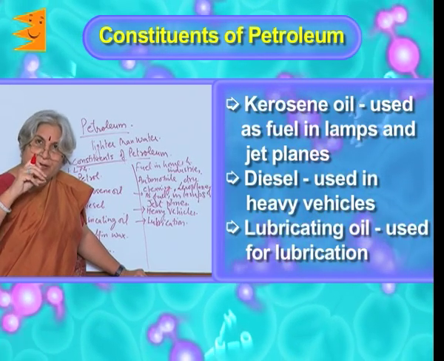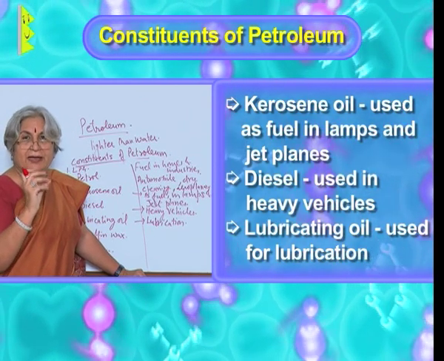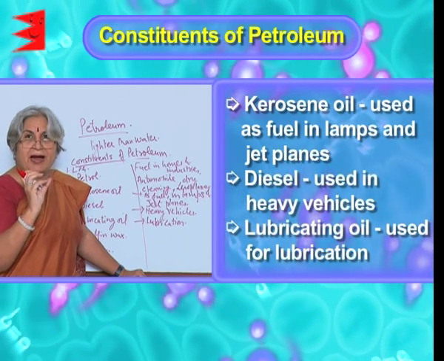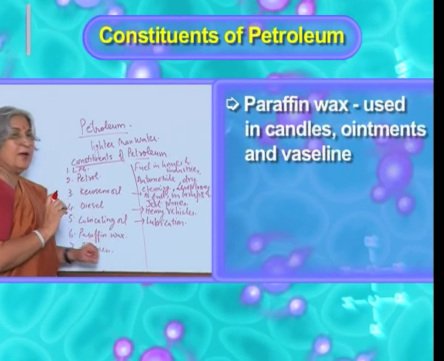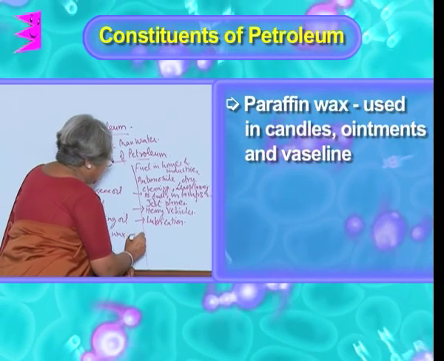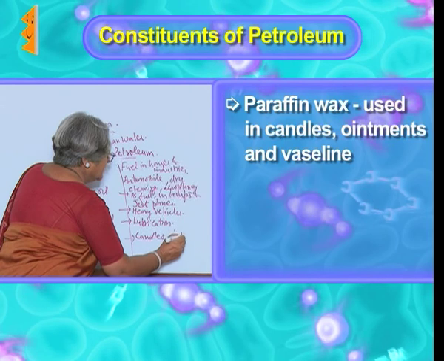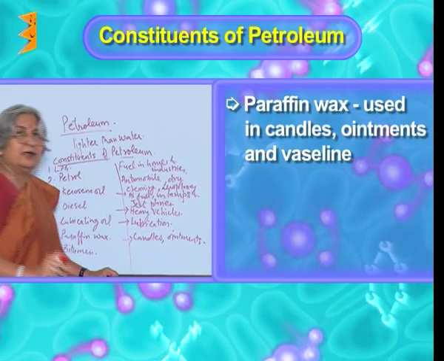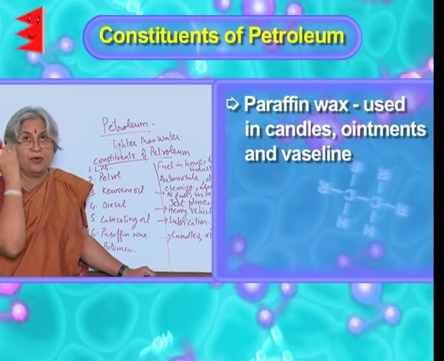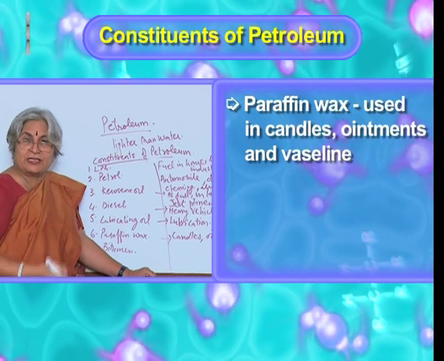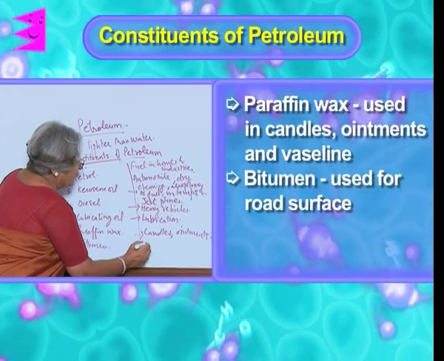Have you ever seen your mother oiling her sewing machine? That is for this purpose only, because by oiling the friction is less and the parts can be maintained for a much longer time. Then there is paraffin wax. Paraffin wax is used in candles, in ointments and in Vaseline. These days we have moisturizers and such things, but in olden times we used Vaseline, especially for heels. It is very good, let me tell you. And then the bitumen, which is being used for road surface.